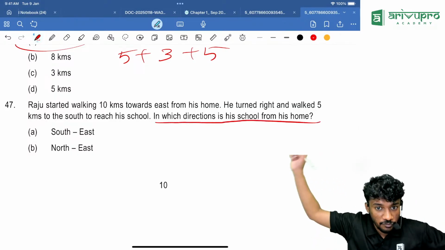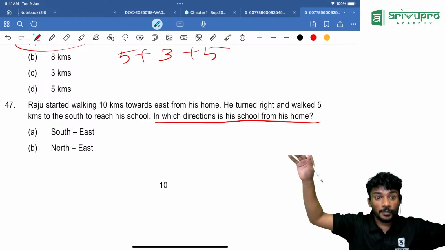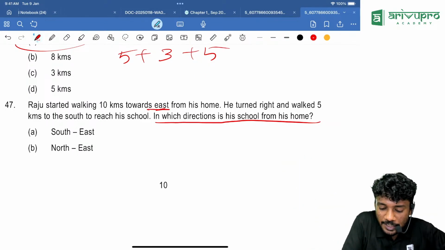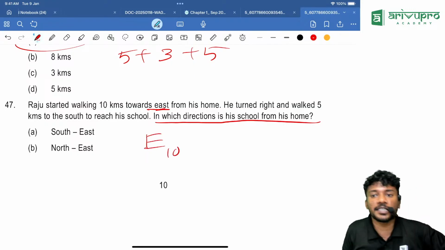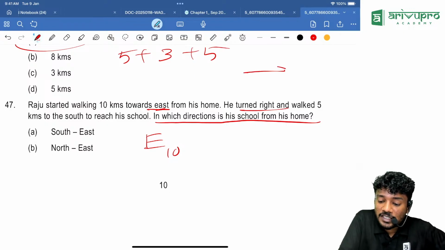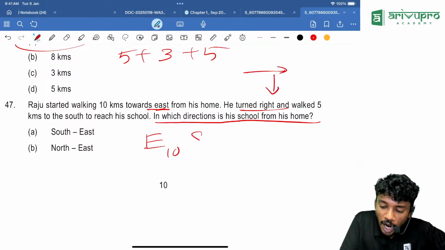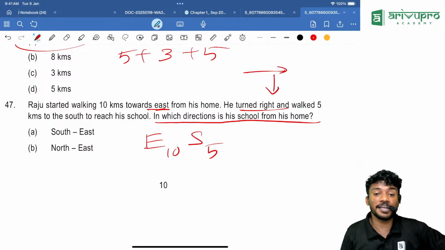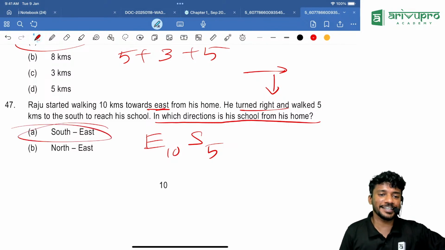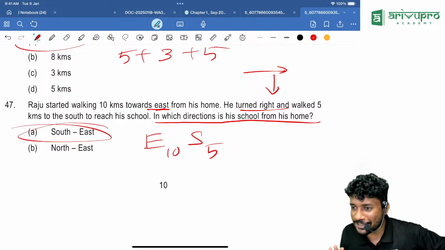With respect to the final position, initial position, what is the final position? Very direct. That means initial direction is east. How many kilometers? 10 kilometers. Then he turned right. Right of east is what? South. How many kilometers? 5. That means what is the answer? Option A, southeast is our answer. Without even drawing, we are getting the answer correct?